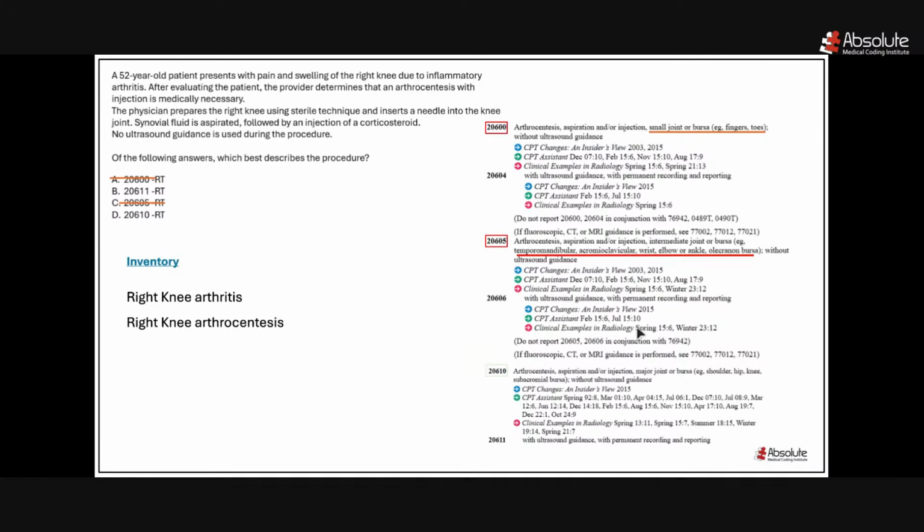So let's have a look. 20610 is for arthrocentesis, aspiration, and injection of a major joint or bursa, and you can see your knee is over here in the examples. And 20611 is coding for an arthrocentesis of the major joint, including your knee, with ultrasound guidance. Now we know that there was no ultrasound guidance used for this procedure. It's well documented, so it's not going to be 20611, it is going to be 20610 with an RT modifier.